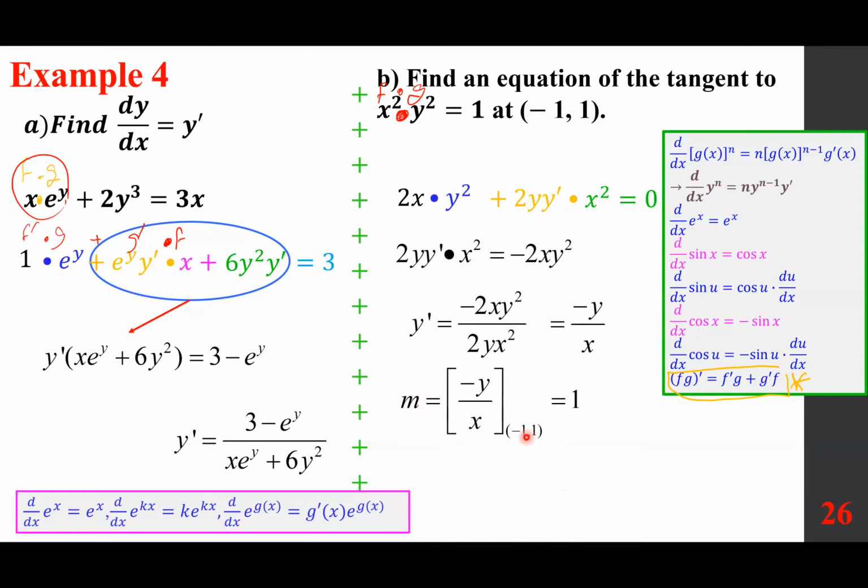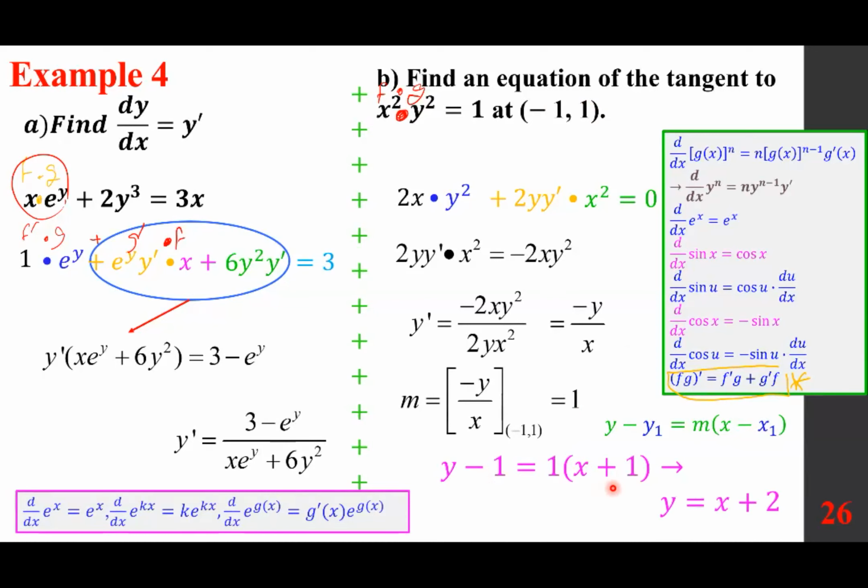The reason we write it in this format is that it's not like y, or in this case y prime, of just -1 or 1. We have to plug in both. And now, of course, y minus y1 equals m times x minus x1. So y minus 1 equals m, which is 1, times x minus -1, which makes it x plus 1. As you can see, the right side is just x plus 1. Move the -1 and make it x plus 2, and you're done.